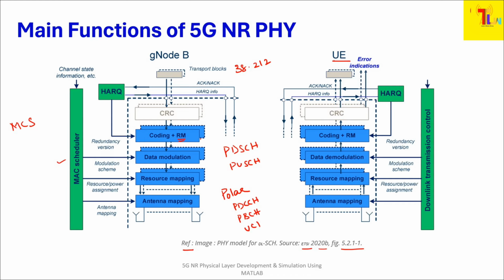So rate matching, puncturing, shortening, and repetition map the coded bits into the exact number of physical REs, that is, resource elements allocated by the scheduler, and all of these have been specified explicitly in 38.212. The standard defines which channels use LDPC versus polar.